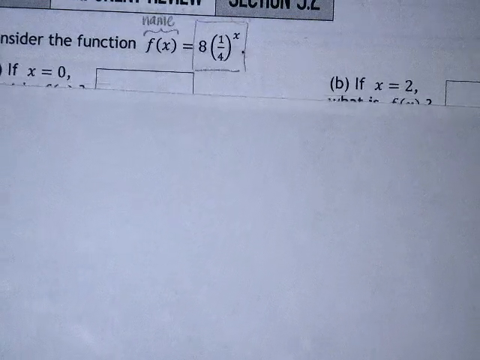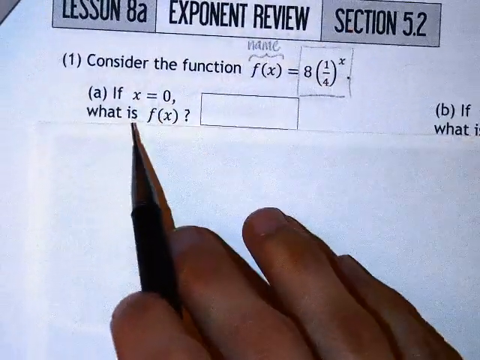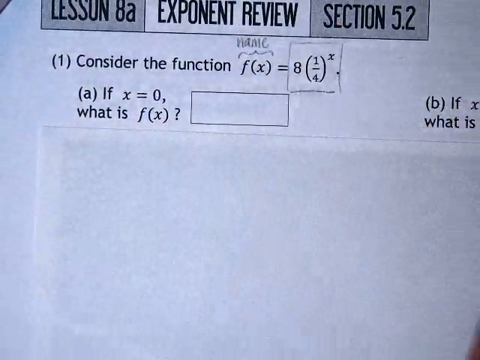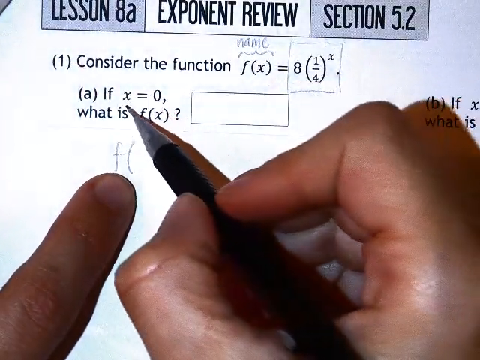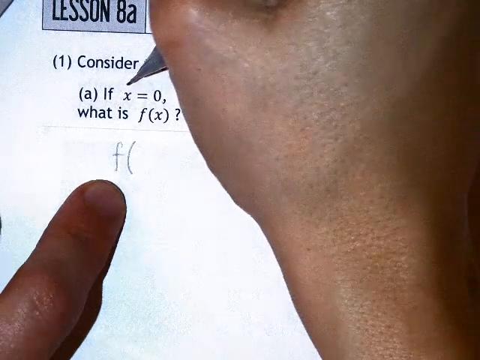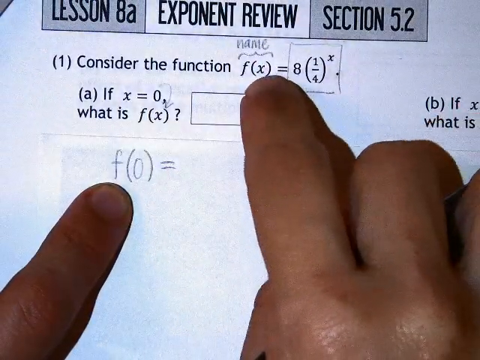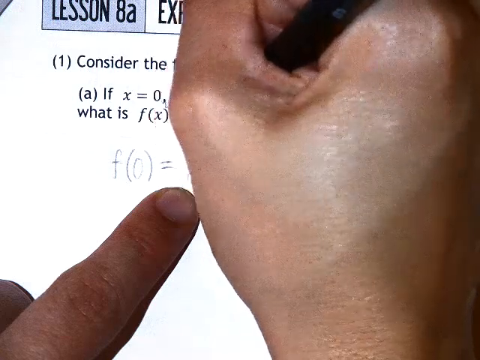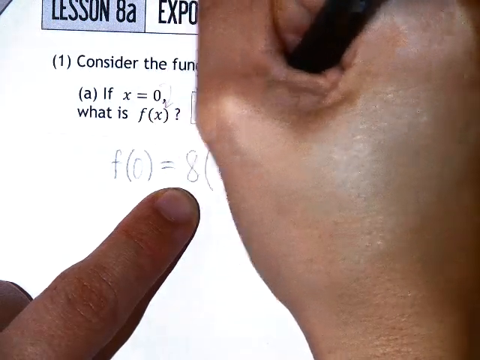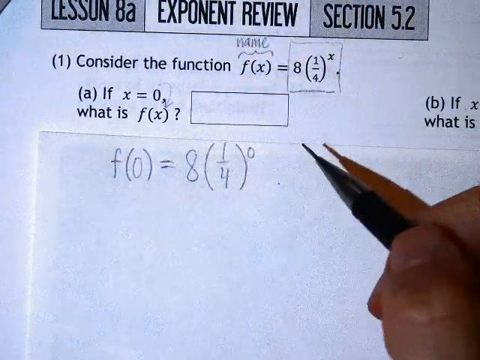In any case, if we were just doing this like an algebra problem, then in letter A, where it says if x equals 0, what is f of x, we would just do a substitution. f of x becomes f of 0. By substitution, x equals 0, so we would replace the x in the parentheses with 0. Then after the equal sign, we would write 8 times 1/4, and instead of x, we would plug in 0 as the exponent.